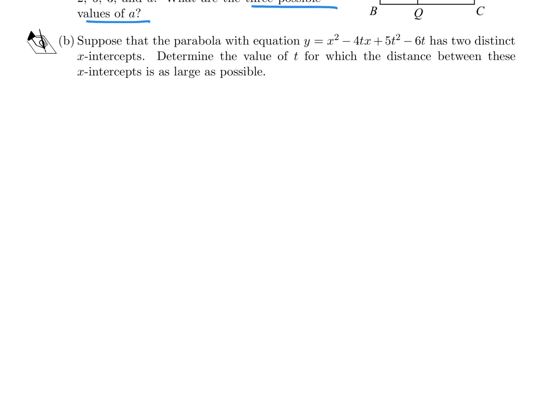Suppose that the parabola y is equal to x squared minus 4tx plus 5t squared minus 6t has two different x-intercepts. Determine the value of t for which the distance between the two intercepts is as large as possible. So we've got some graph. I have no idea what it looks like, but I have a general understanding that it opens upwards.